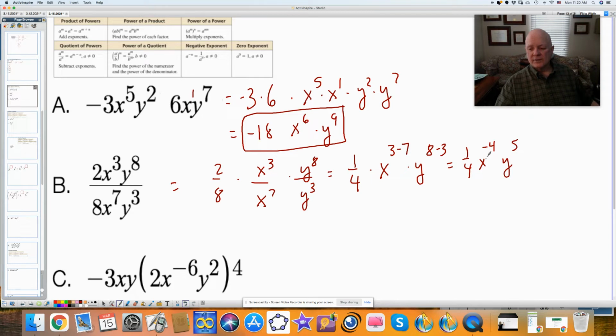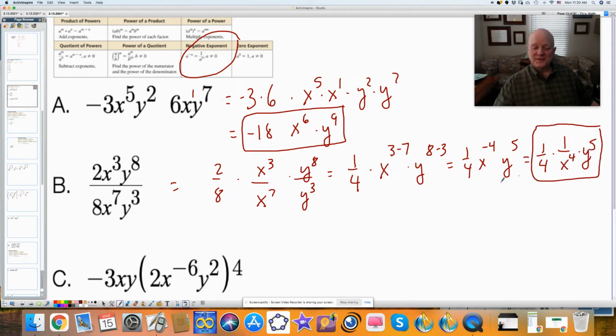We don't like negative exponents. So we'll use the negative exponent rule. We'll flip it and make this a positive exponent. So we have 1 over 4 times 1 over x to the 4th times y to the 5th.